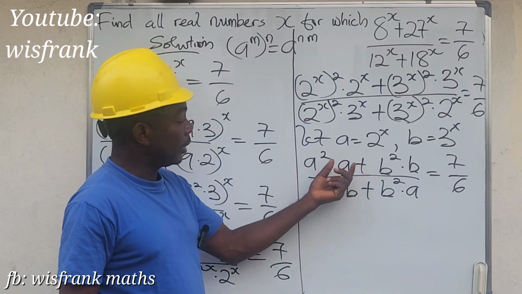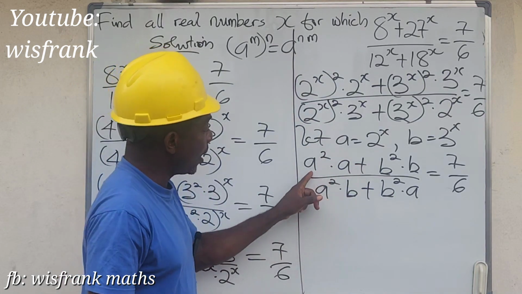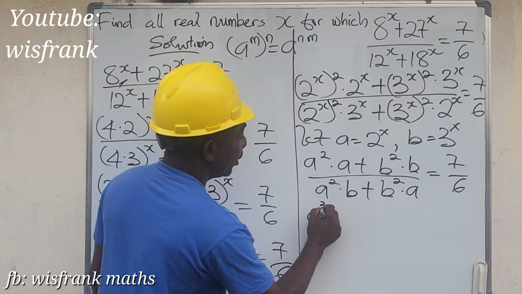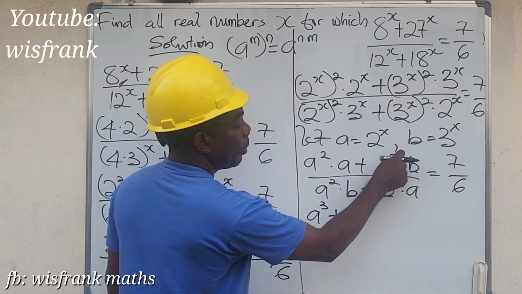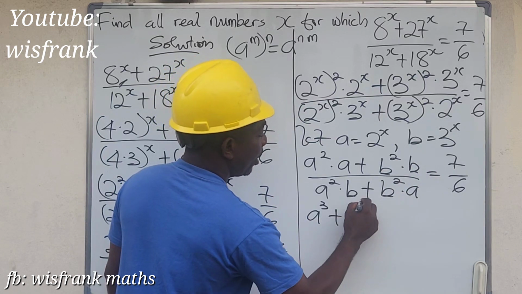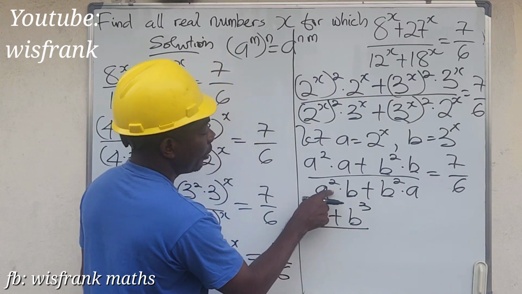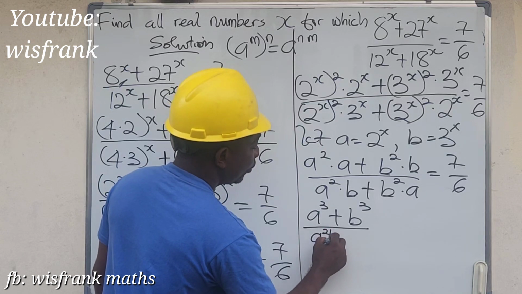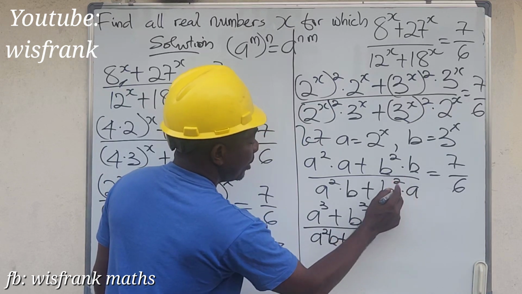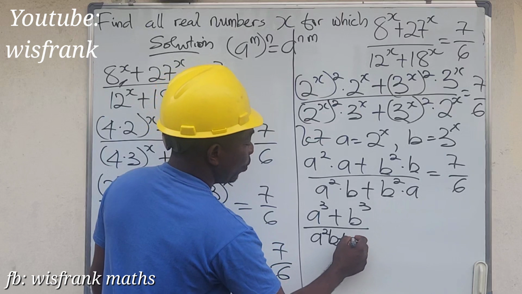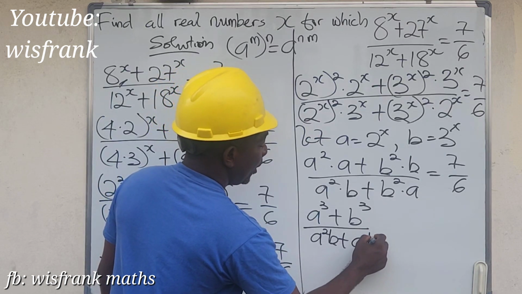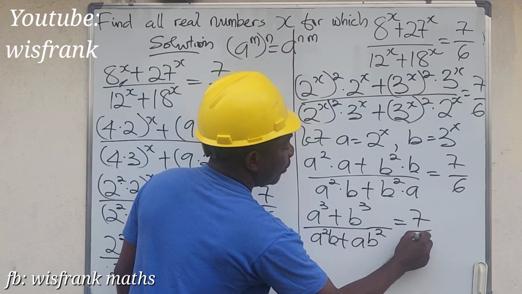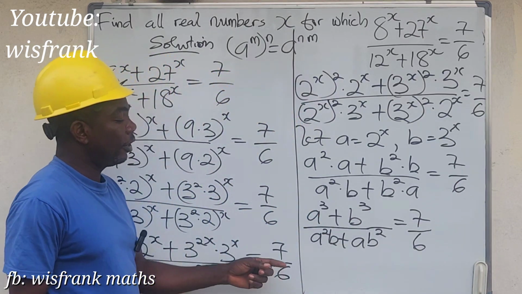We can expand this or multiply it out. So here a to the power of 2 times a, we have a to the power of 3 plus we have b to the power of 2 times b, we have b to the power of 3 all over, we have a to the power of 2 times b, we have a to the power of 2b plus the same thing here. Here we can interchange, here we have a b to the power of 2 equals to 7 all over 6. Don't forget, that is 7 all over 6.